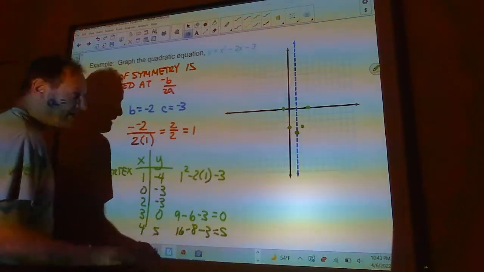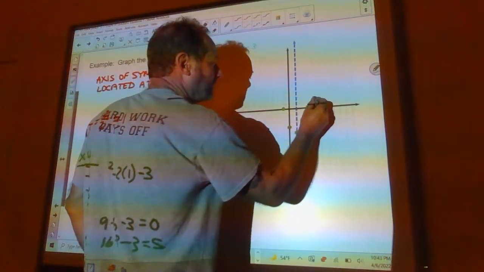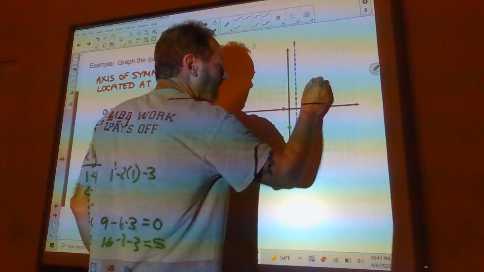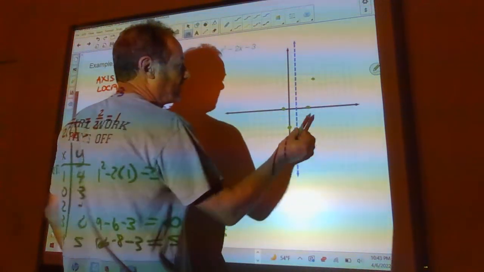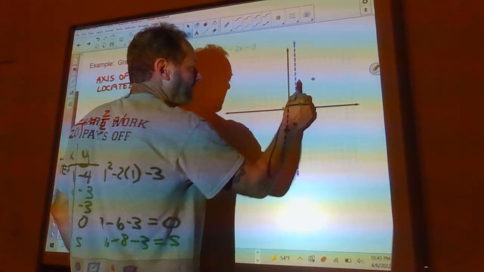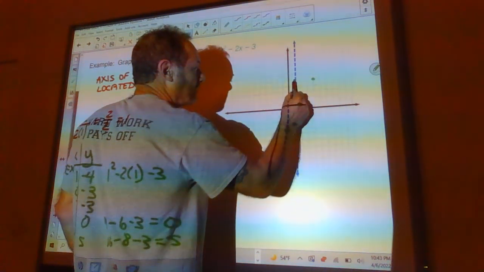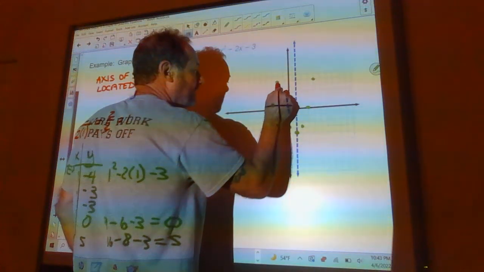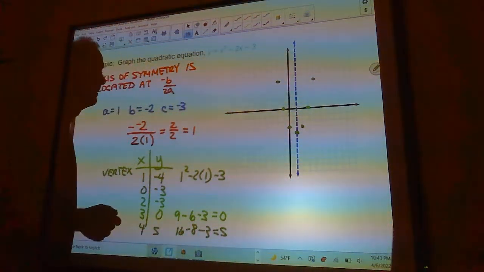Okay, so 4, 5 is going to be on the graph. 4, 1, 2, 3, 4, 5. And remember, this is symmetric, so I get another point for free. I'm over 1, 2, 3, so I'm going to go over 1, 2, 3. That's going to be on there too.